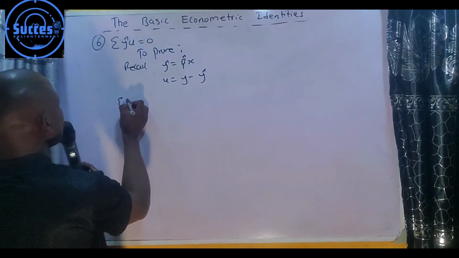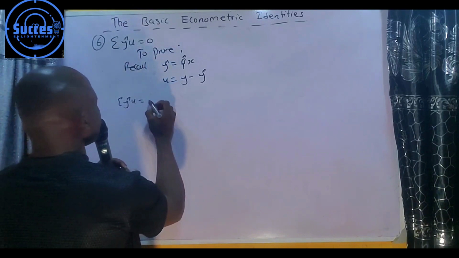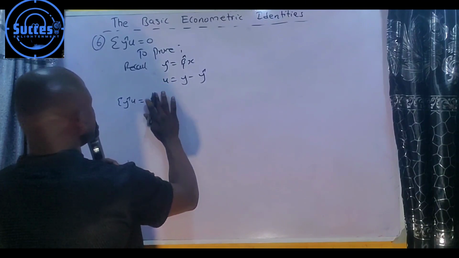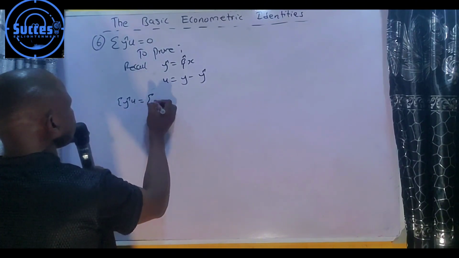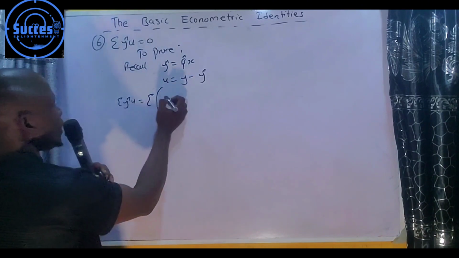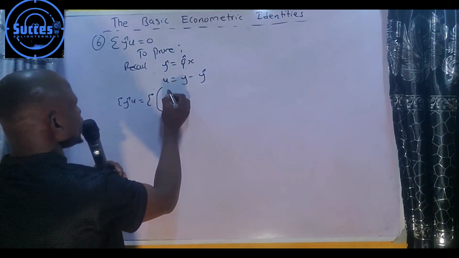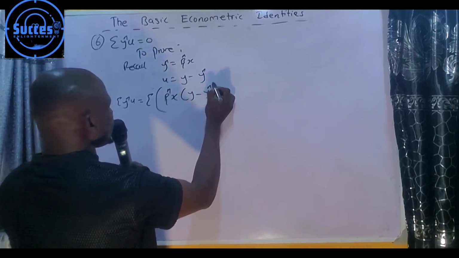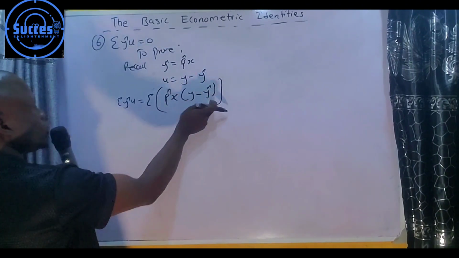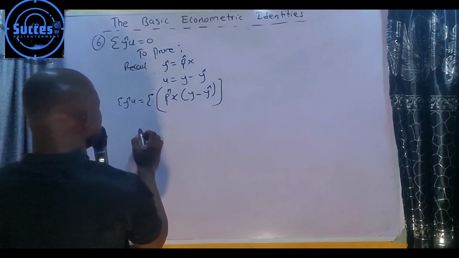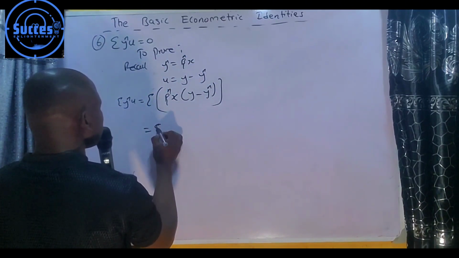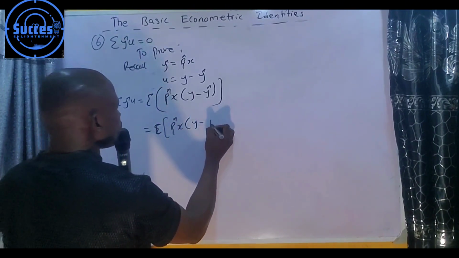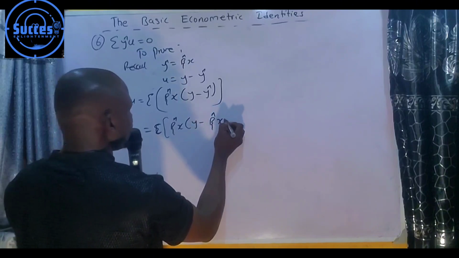So our summation y cap u equals what? What's our y cap? Which is beta cap x. Don't forget the summation in the bracket, right? y cap u is equal to beta cap x into what? y minus y cap. Alright, we can still substitute for this here. So therefore this equals summation into beta cap x into y minus beta cap x.